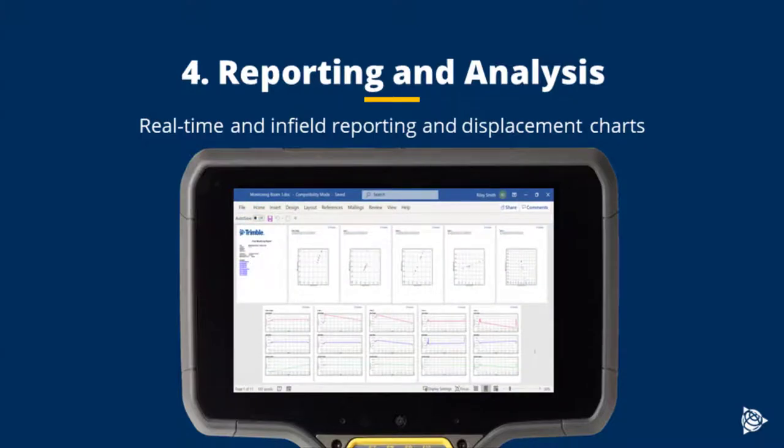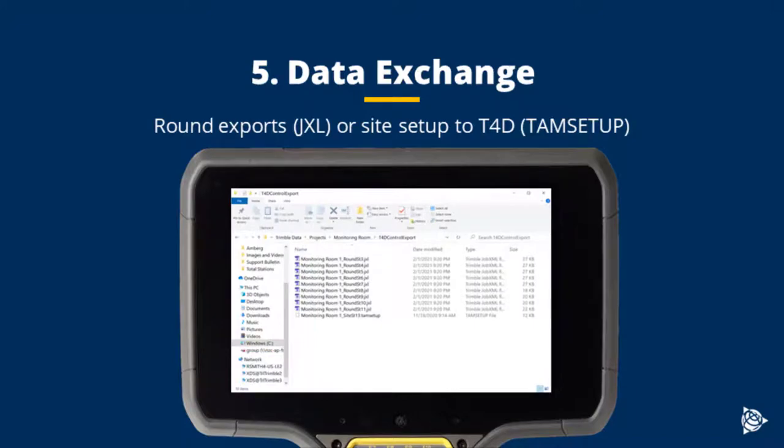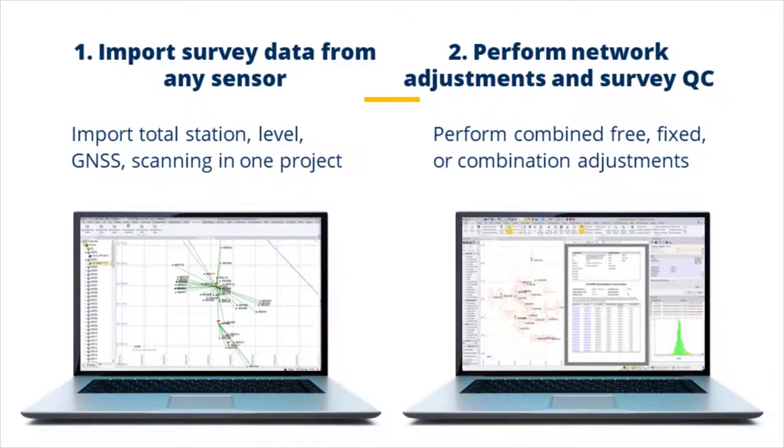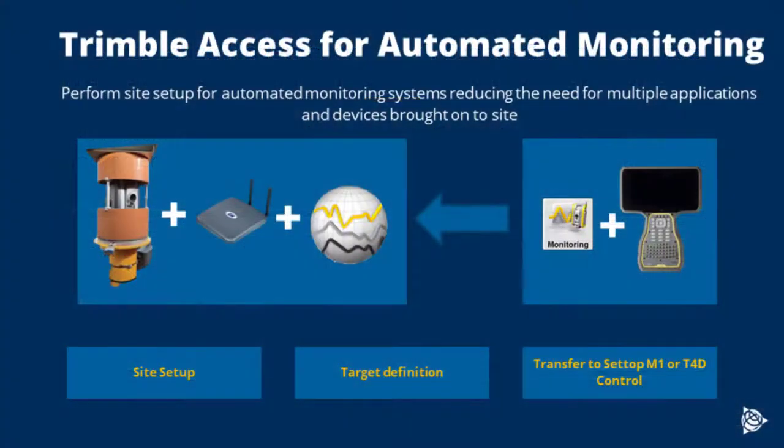Finally, we can exchange data, whether that's through a JXL job file import-export or through a site setup transfer to T4D for automated monitoring. For additional data analysis, data can be imported into Trimble Business Center, where we can perform adjustments and QC on the data. As well, we can generate monitoring reports in time series visualizing movement trends and alarm thresholds. Alternatively, we can export site setup information to the Setup M1 or T4D control for automated monitoring.